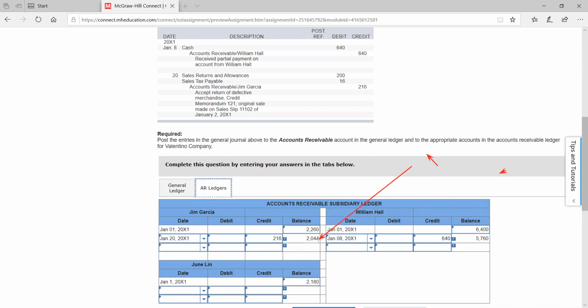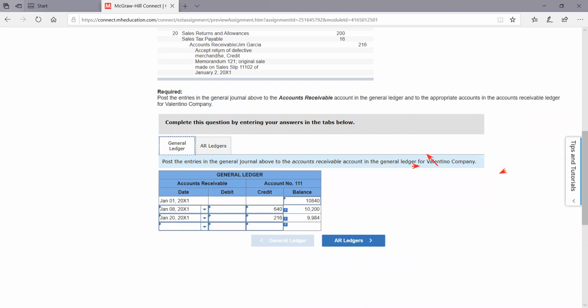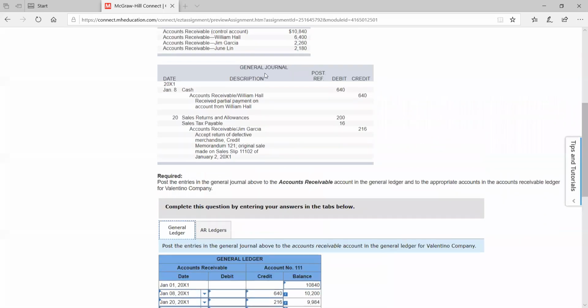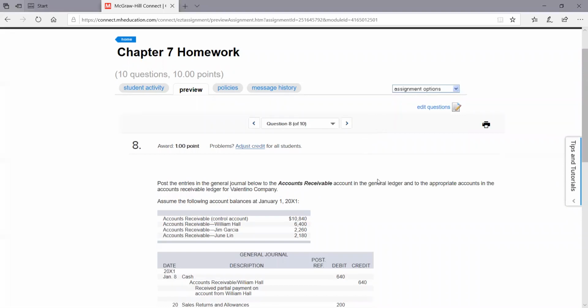So we got 2044, 2180, and 5760. Those totals should add up to what's now in the general ledger. That should tie back to this account, which is 9984. So add those 3 accounts up and you should get that 9984. So just remember, the AR ledger is the detail and the general ledger is simply the summary. All right, that's 7. Let's check out number 8.